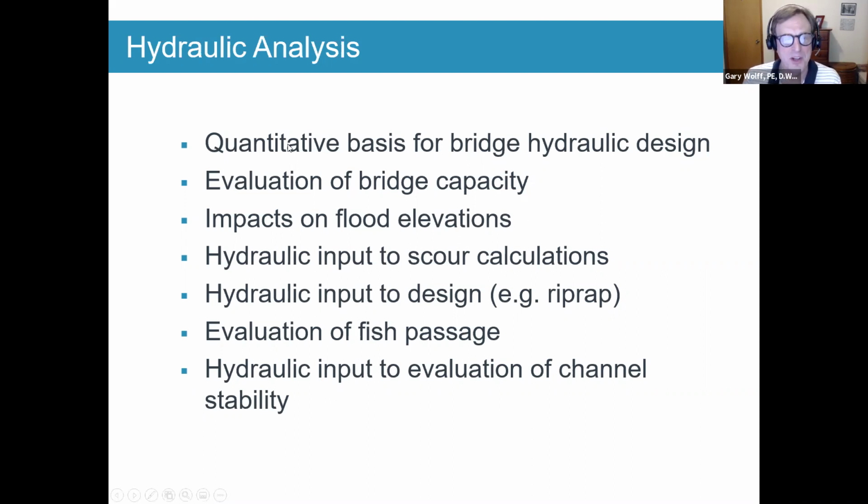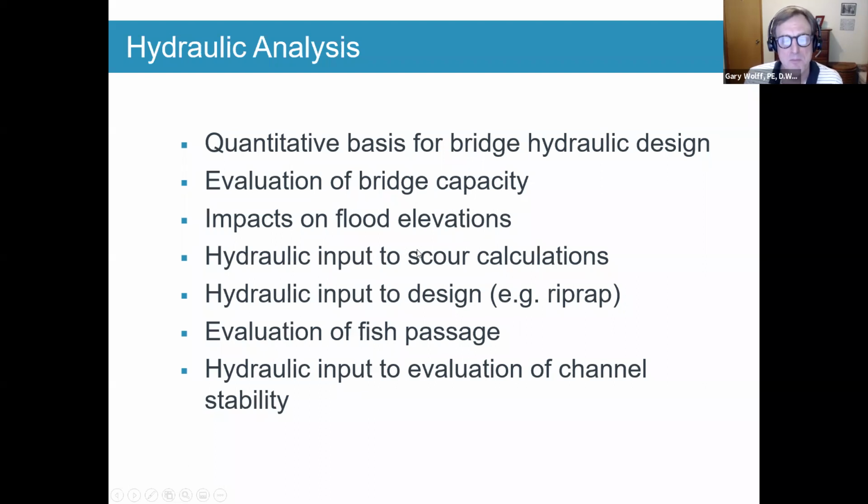First of all, it's going to form the quantitative basis of our hydraulic design. That means the modeling is going to help us evaluate what that capacity is. Are we passing that 100-year flood? The modeling is going to help with that. It's also going to evaluate flooding and impacts on flood elevation. So it helps with our floodplain permitting and evaluation of flooding.